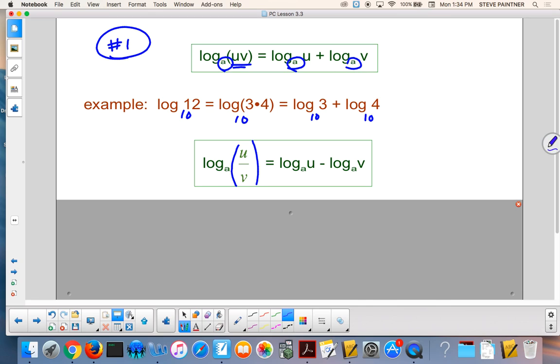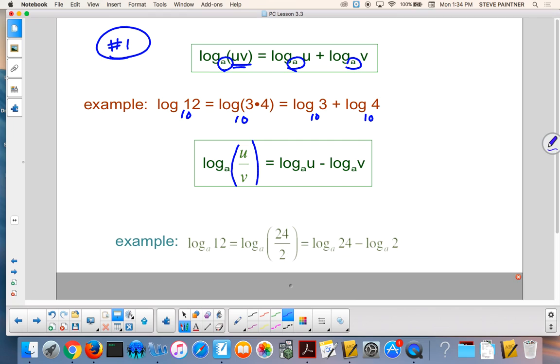Subtraction, right there. So it's log of u minus log of v. The bases stay the same. Here's an example of what could happen. Log of 12 is the same as log of 24 divided by 2, which equals log of 24 minus log of 2.